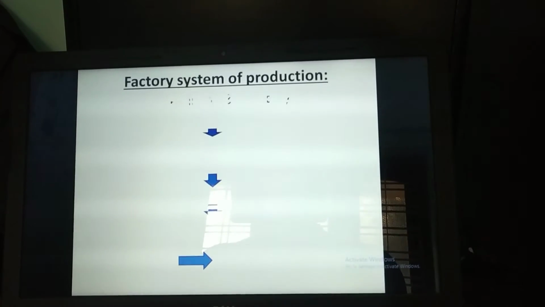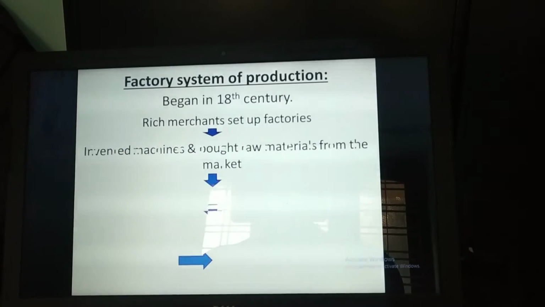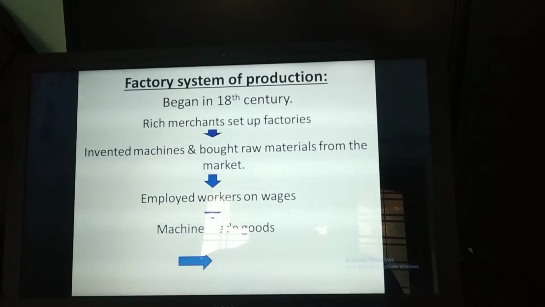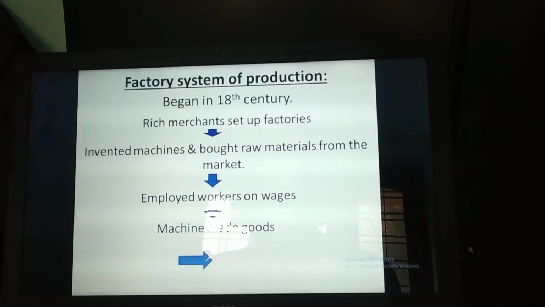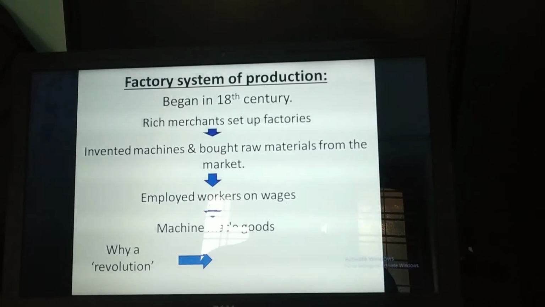So what happened? We have the emergence of something called a factory system of production, which happened in 18th century. So what does it mean? In this particular factory system, the rich merchants set up the factories. Why did they set up the factory? Because they invented machines and they brought raw materials from the market. Once they set up the factories, they employed workers on wages, and there were machine made goods. So that's the difference between domestic system of production and factory system of production.